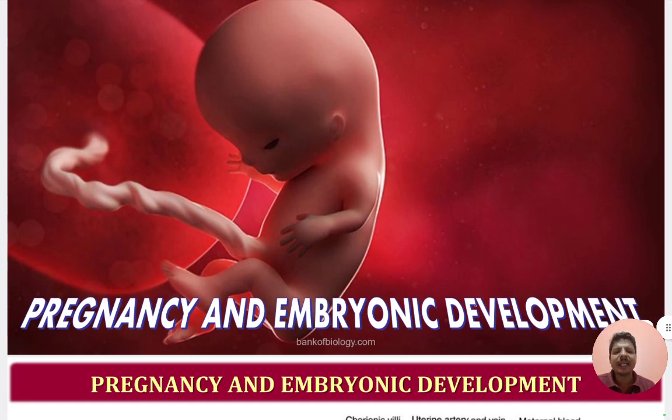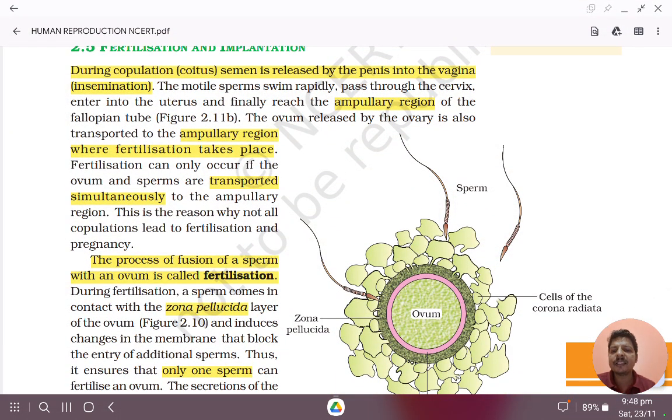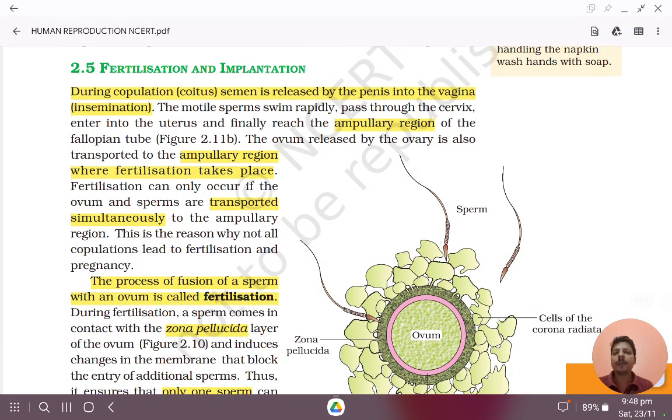Final topic, pregnancy and embryonic development. Let's see what your NCERT says. Same points as I told you. During copulation or coitus, semen is released by the penis into the vagina, that is called insemination, and the sperm swims rapidly, passes through the cervix, enters into the uterus, and finally reaches the ampullary region of the fallopian tube. The ovum released by the ovary is also transported to the ampullary region where fertilization takes place. Fertilization can only occur if the ovum and sperm are transported simultaneously to the ampullary region.